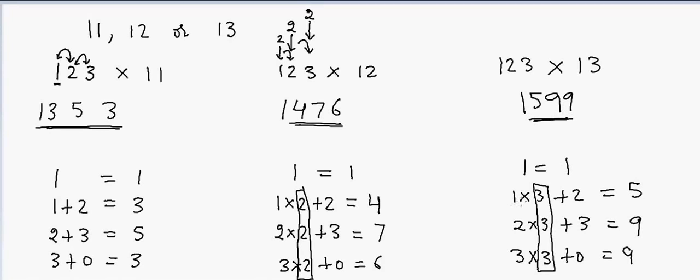So that's how I'll multiply any number by 11, 12 or 13. So let's do another example. If I have 1, 2, 3, 1, so I have to multiply by 11.